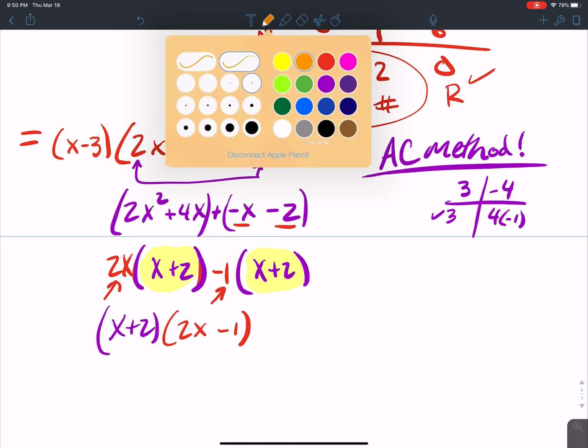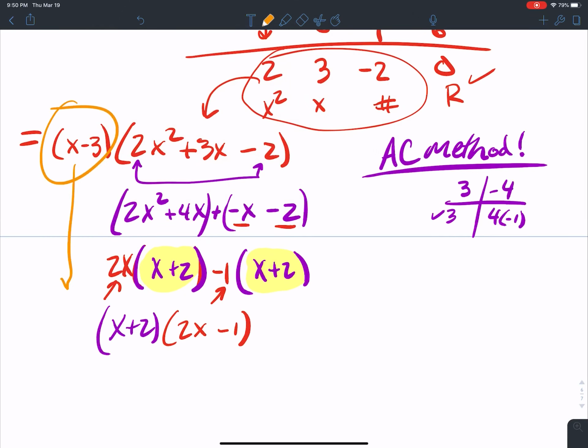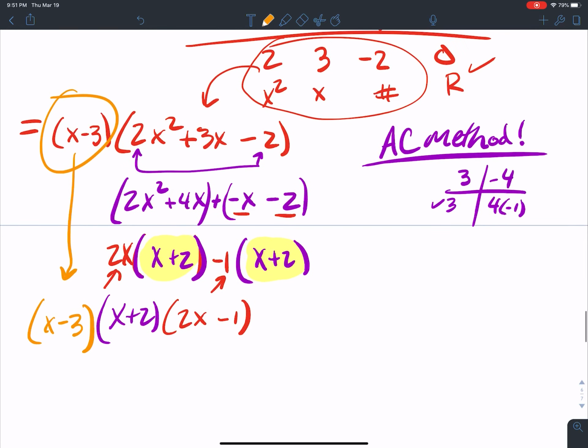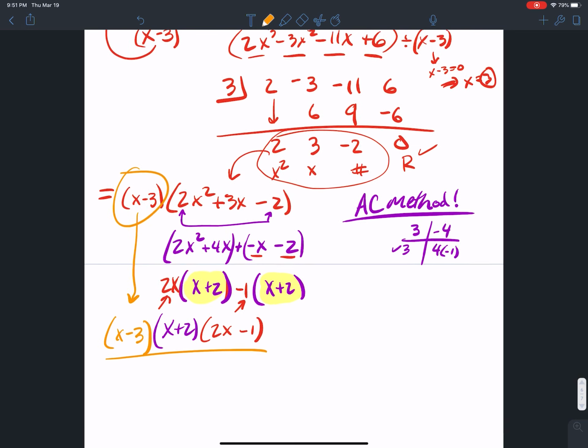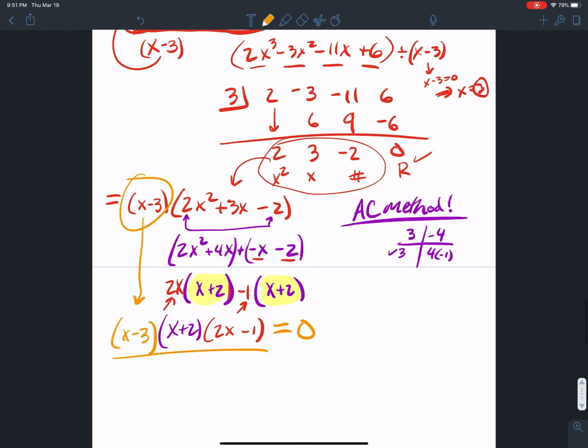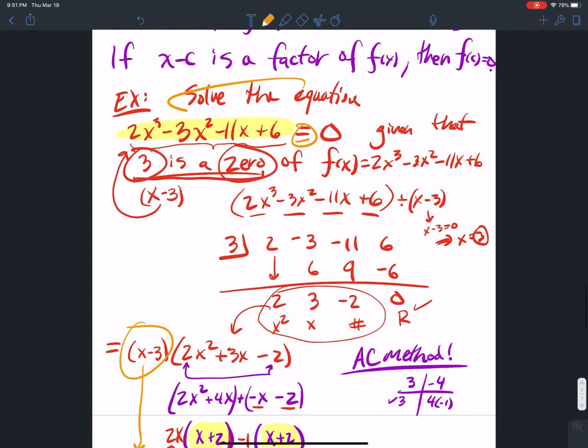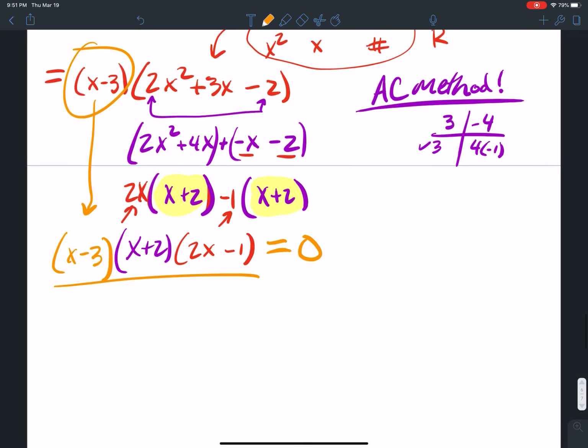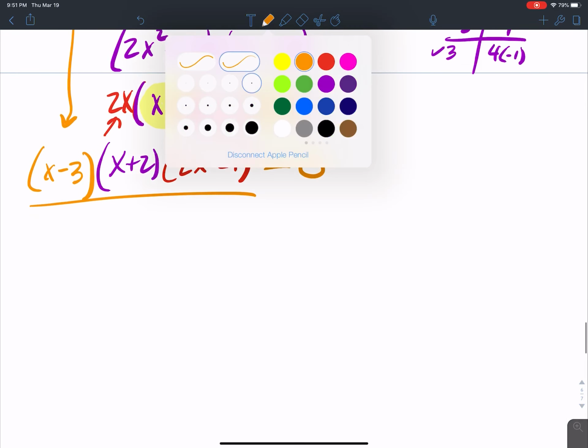But I also don't forget about this factor here. This is x minus 3. Now, this whole thing was equal to the original thing we had highlighted up here, and it's equal to 0. So I set this equal to 0. And what am I wanting? I'm wanting to solve the equation. That was the whole reason I did this, right?